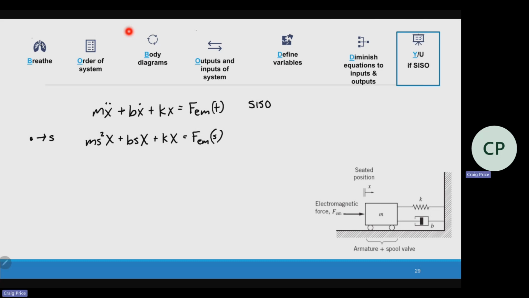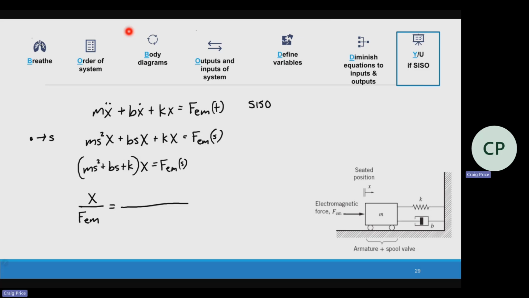So now we want to get all these combined. So we have m s squared plus b s plus k multiplied by my output X equals F_EM. And to get our transfer function, we want output over input. So I know that the X is my output side, F_EM is my input side. So I want to get X over F_EM. We're going to get a transfer function that involves s's.